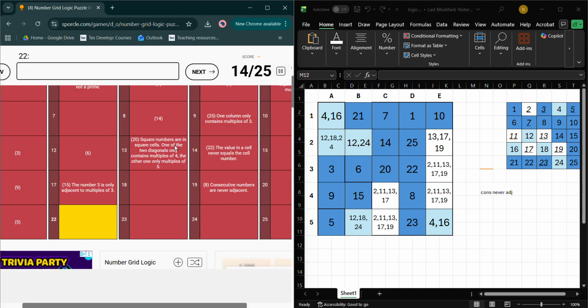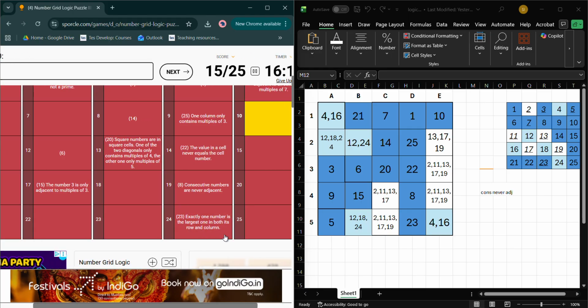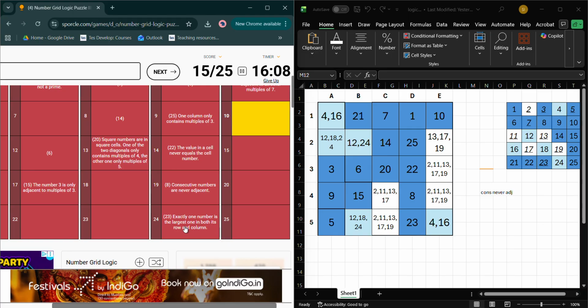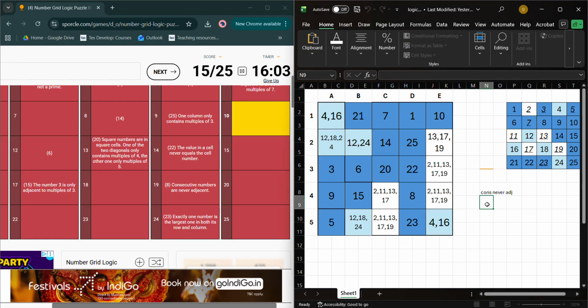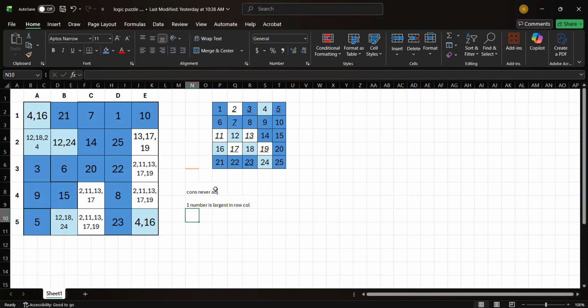This 23 gave us something which is good. Exactly one number is the largest one in both its row and column. Okay, one number is largest in row and column. So let's have a little look at that. Now, I think that must be the 25, right? Because, yeah, 25 is the largest number, so it is going to be the largest in its row and column.